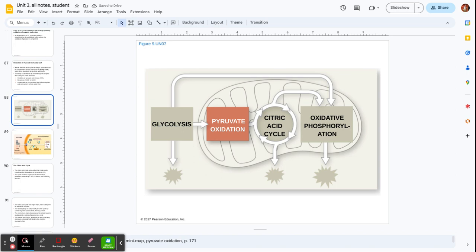Two more slides and then we'll stop. So now look where we are. We're in that red spot. Where are we in the cell? We're now in the mitochondria. Oh, so we have gone from cytoplasm and now we're in the mitochondria and we're going to stay in the mitochondria.